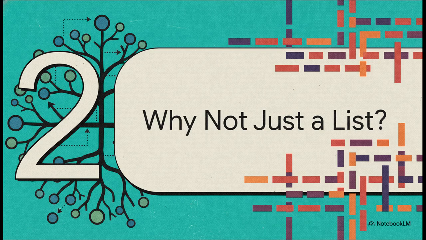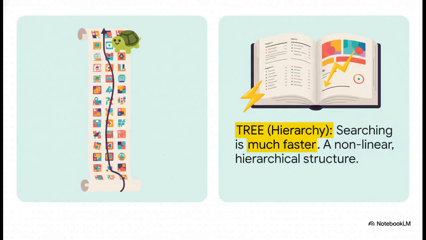Okay, but hold on a second. You might be thinking, this seems way too complicated. Why not just chuck everything into one giant list? And that's a totally fair question. But a simple list is missing the one crucial advantage that makes trees so incredibly powerful. And the difference is absolutely massive.